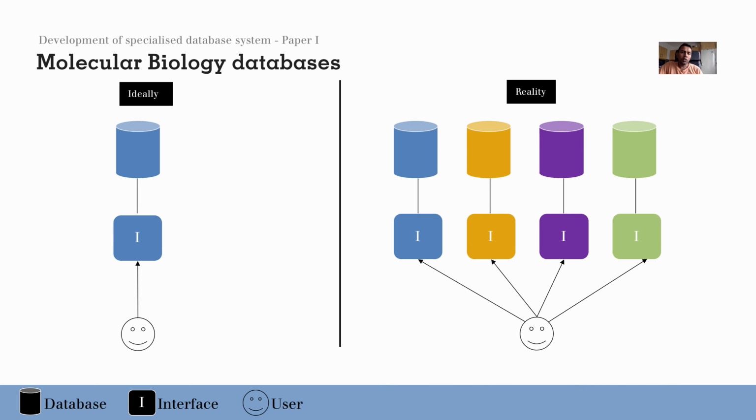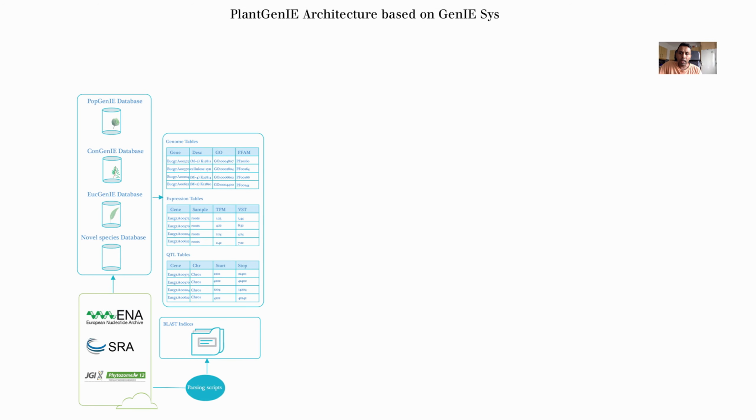When we think about the database, ideally we think the database is just simple storage of data with a single user interface. But the reality is far more complex than we think, as shown in this figure. Here I will briefly explain the basic architecture diagram of Plangini based on the Genie system. We are getting data from different data sources like SRA and ENA. By using different scripts, we convert those data into suitable formats and store them in Plangini databases.